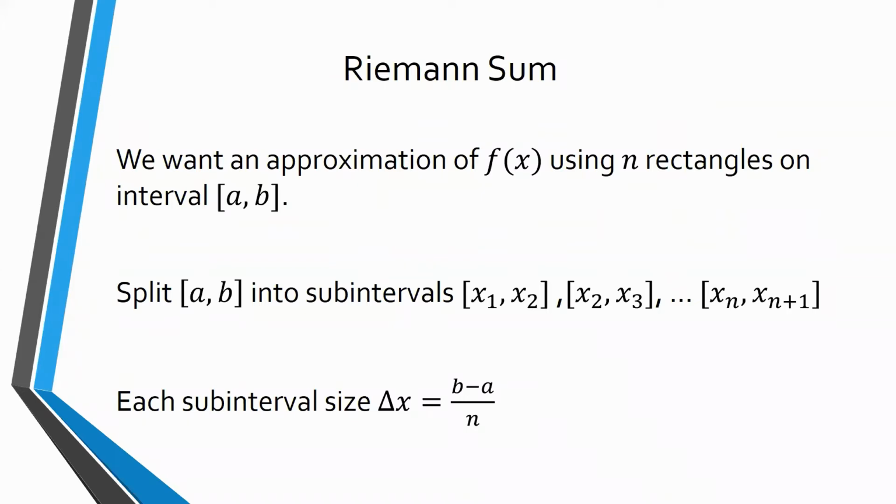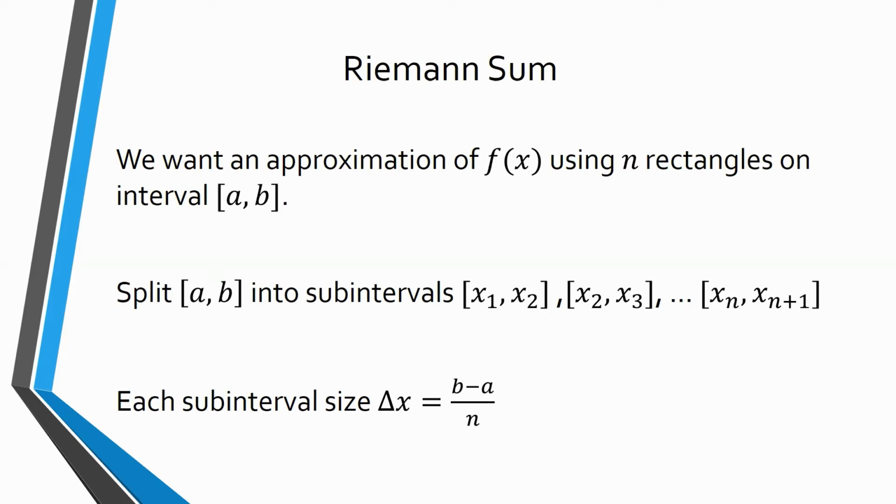What we just saw with the summation notation is actually what the motivation is for the Riemann sum. The word Riemann there is actually the last name of a famous mathematician. Basically, in a Riemann sum, we want an approximation of the function using n rectangles on an interval a to b.